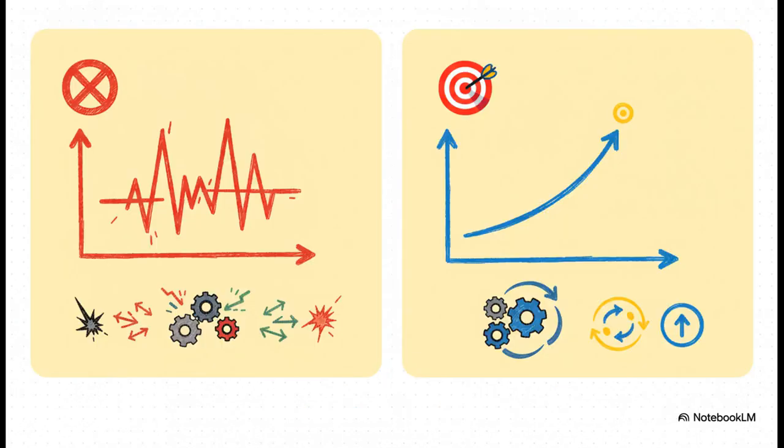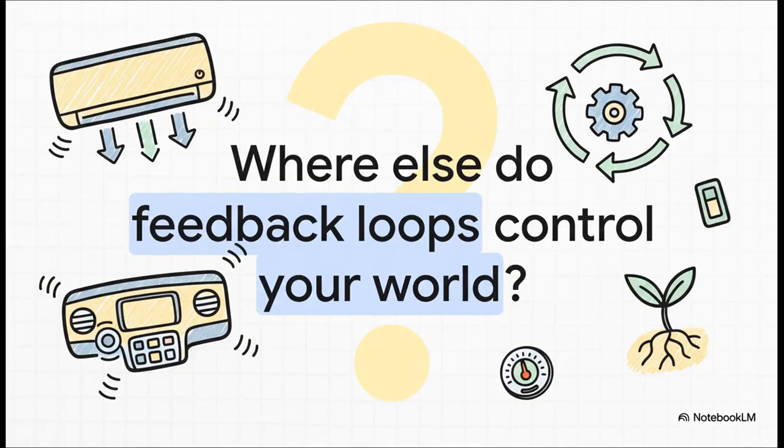And that, right there, is the key takeaway. Without this logic, our world would be unpredictable, it would be unstable, and it would be wildly inefficient. But with it, we can create systems that are stable, self-correcting, and unbelievably precise. It is truly one of the most powerful and elegant ideas in all of engineering. So the next time your air conditioner kicks on, or you use cruise control in your car, you'll know the unseen logic that's at work. And that leaves us with a final thought. Now that you can see the pattern, where else do you see feedback loops controlling your world?